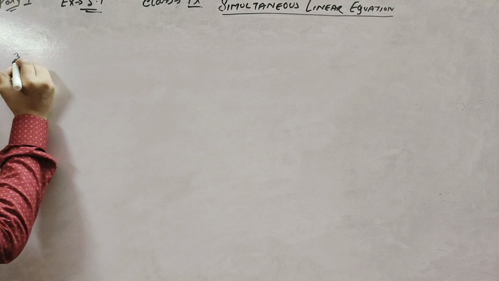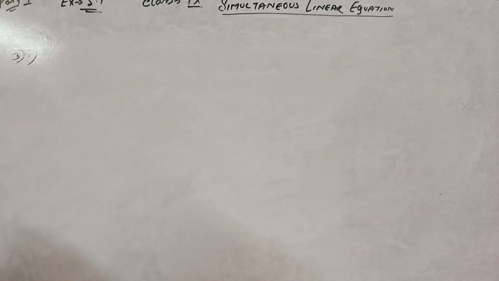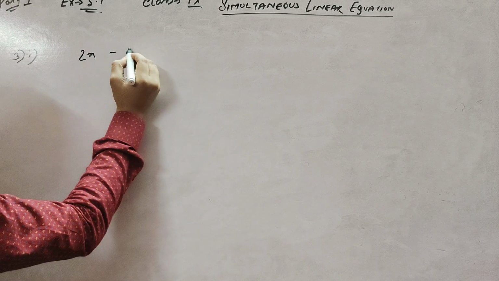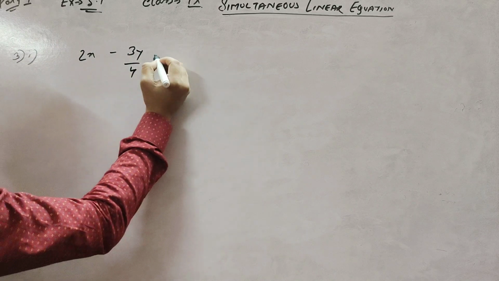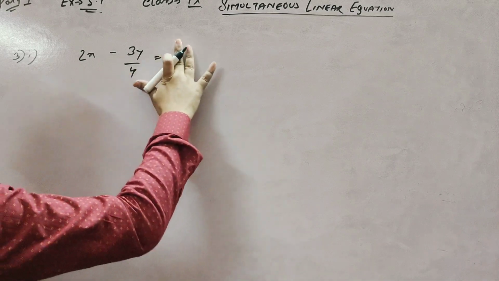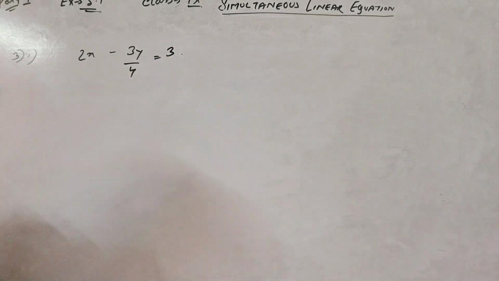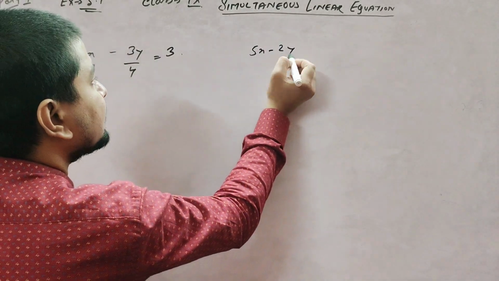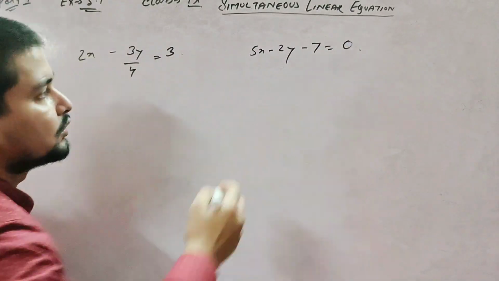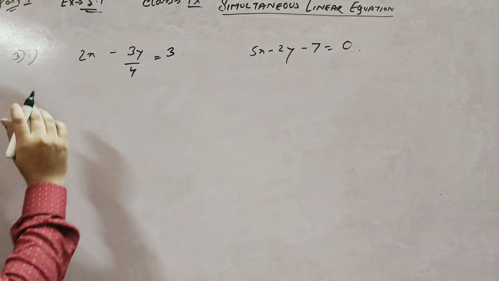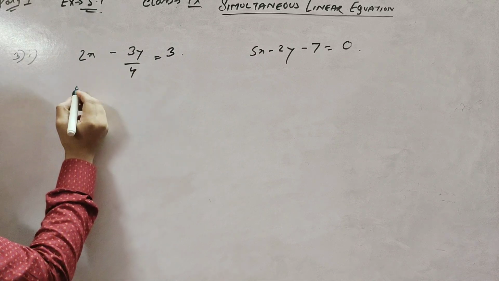Now question number 3.1. In question number 3.1, 2x minus 3y by 4 is equal to 5 equals to 3, and 5x minus 2y minus 7 equals to 0. First of all we arrange the question.